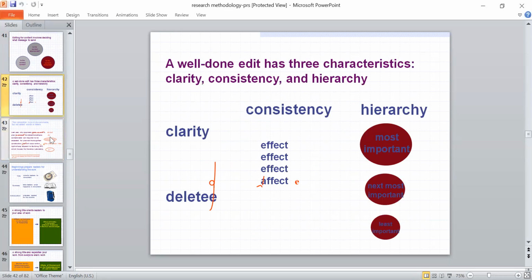A well-done edit has three characteristics: clarity, consistency, hierarchy. What I said previously, clarity is very important. Clarity means what message you want to send, what you want to say. Consistency means you have to maintain the same rapport.